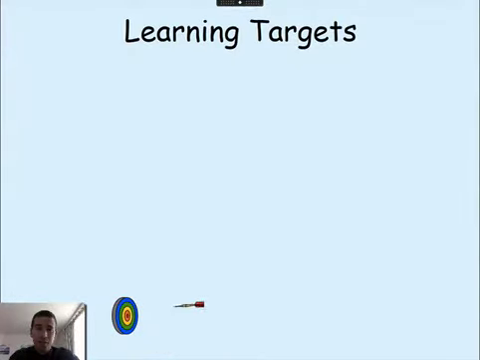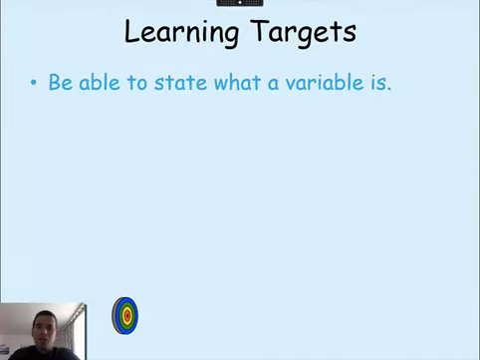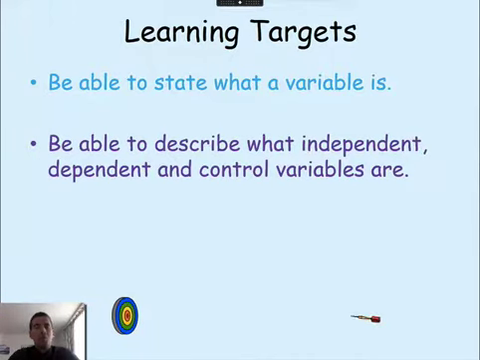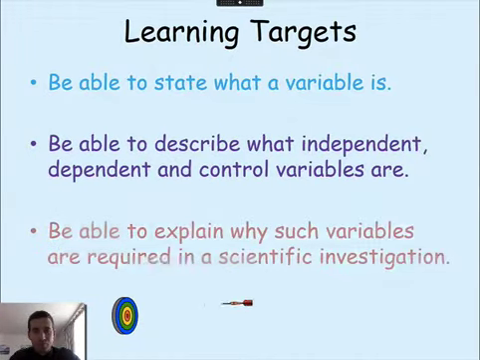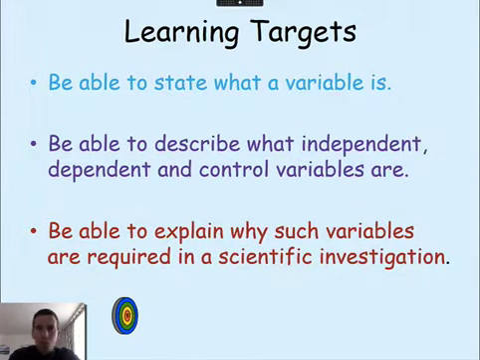So hopefully, by now, you should be able to state what a variable is. You should be able to describe what the three main types of variable are, and you should be able to give details about why it's so important that we think about these three variables when we're setting up a scientific investigation. If you're unsure about any of these points, one of the advantages of the flipped classroom is that you can just go through and watch it again whenever you want.